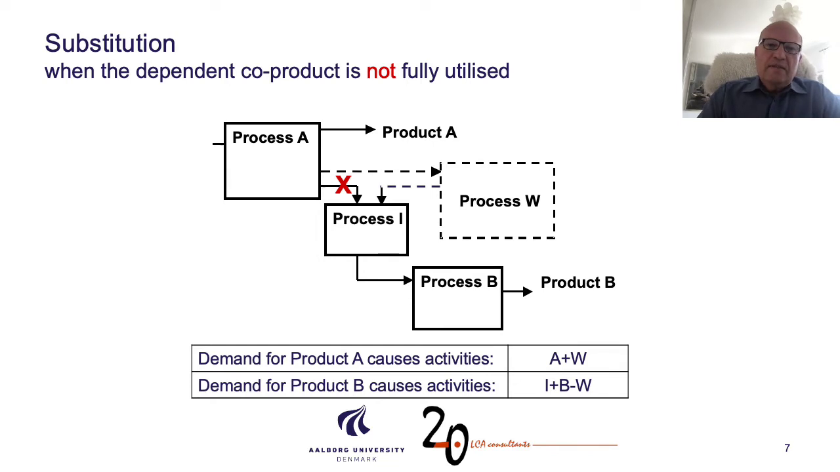Now, if we instead look at the situation where we ask for B, then that causes process I and B and a minus process W, because we're displacing the need for waste treatment by using this byproduct, which is not already fully utilized. You could also say that the marginal supplying process is the waste treatment process. So what we're displacing is actually the waste treatment process.